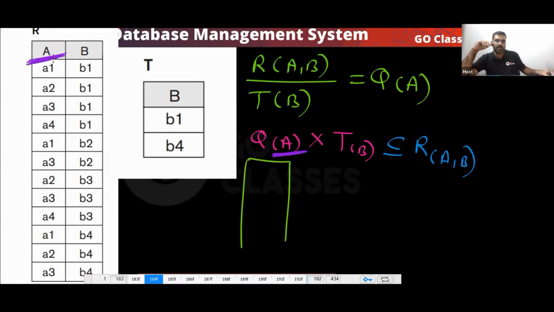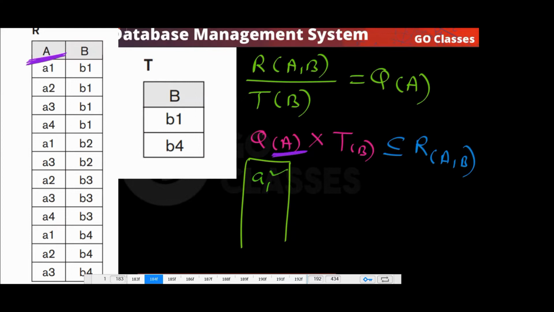Only these people can come. So tell me, can A1 come? You can notice A1, B1 is already here, and A1, B4 is already here. So definitely A1 will come. Okay, now the perspective 2. Now let's change the perspective. Just give me a second.